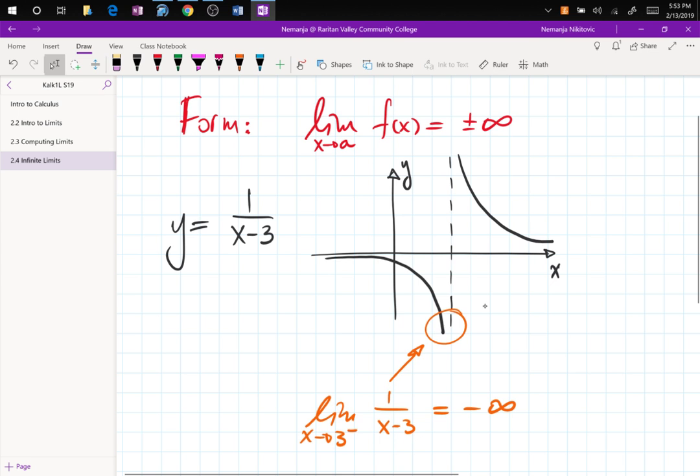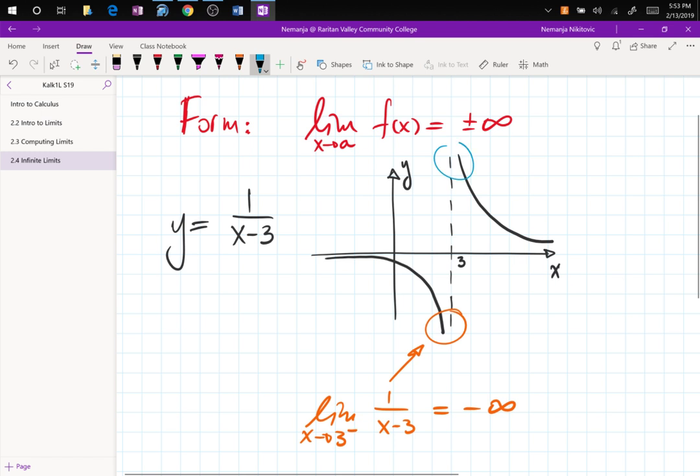As the function is approaching the asymptote, it is going to negative infinity on the y value. Remember, limits are giving you the y value of the function. In this case, the y value is going to negative infinity as you are approaching closer and closer towards 3, which is where the asymptote is because of what the function looks like.